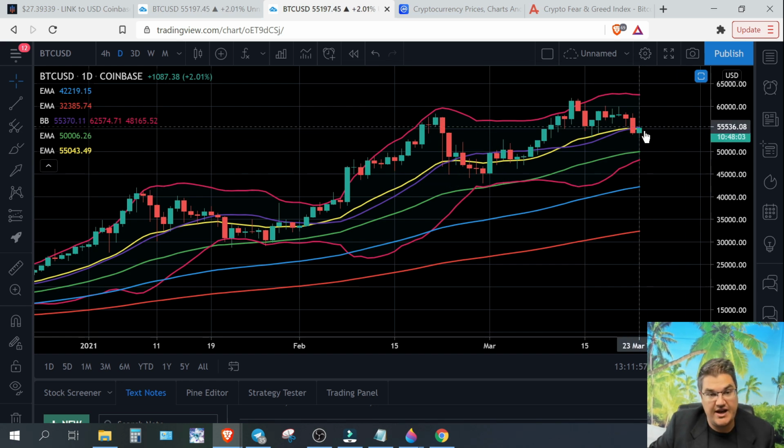If we break that, more than likely we go to the next moving average. And if we break that, more than likely we go to our next moving average. But you can see how much farther these are. So we want to stay in this channel. We want to hold the 50-day as support for sure, and then continue our move back up again.